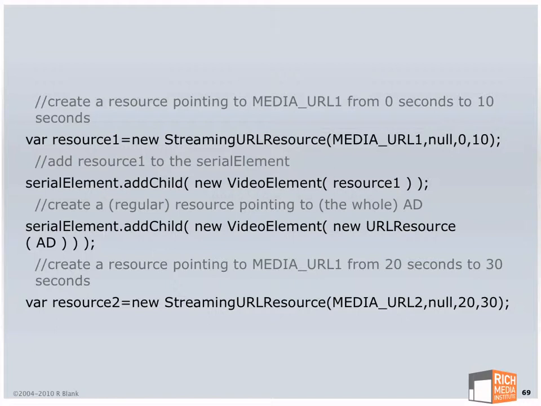And then I'll create another resource pointing to a separate video, right? So what this is going to do, it's going to play per the first line. I'm going to create a resource that plays the first 10 seconds of one piece of media. I'm going to add that to the serial element. I'm then going to add another video element to the serial element that plays the ad. And then in this case, I'm going to switch over and play seconds 20 to 30 of a second video. It's just kind of a funky example to show you the functionality.